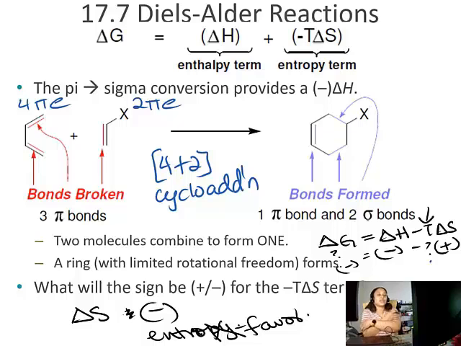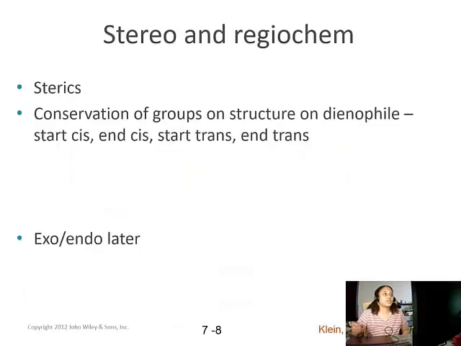So what it turns out is we need a high heat to help promote our delta S, to promote our delta G being negative. But if it's too high, we get what's called retro Diels-Alder. So remember, retro meaning to go backwards. So we can break our molecule apart.